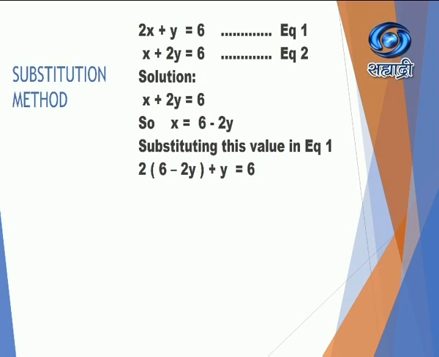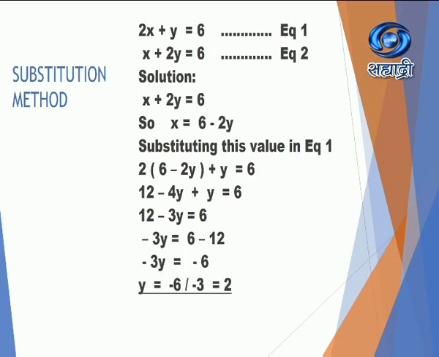Now here, instead of the x value, I have substituted the value 6 minus 2y. Solving the bracket first, we get 2 multiplied by 6, that is 12. 2 multiplied by minus 2y is minus 4y, plus y, as it is equal to 6. Minus 4y plus y will become minus 3y. So the next step is 12 minus 3y equal to 6.